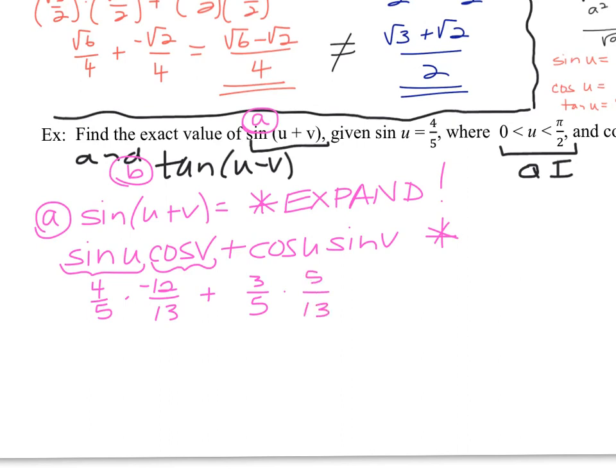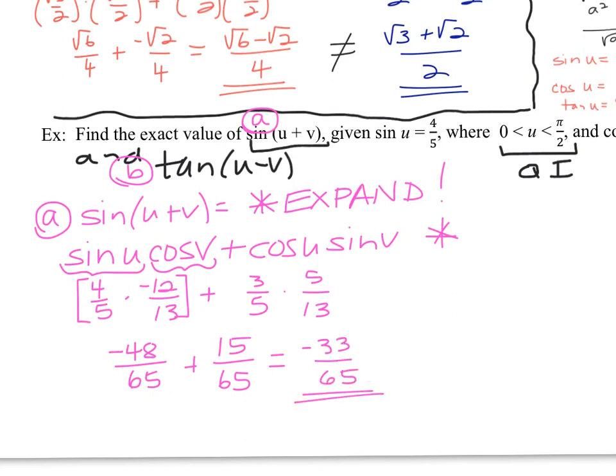Like so. Now these are products, so we're going to multiply them together. And the great thing about doing it in this format is that you automatically get common denominators in this step. 4 times negative 12 is negative 48. 5 times 13 is 65. 3 times 5 is 15. And 5 times 13 is 65. To add fractions with common denominators, we just add the numerators together, and we get negative 33 over 65. Based on the given information and where we plotted our triangles, sine u plus v would equal negative 33/65.